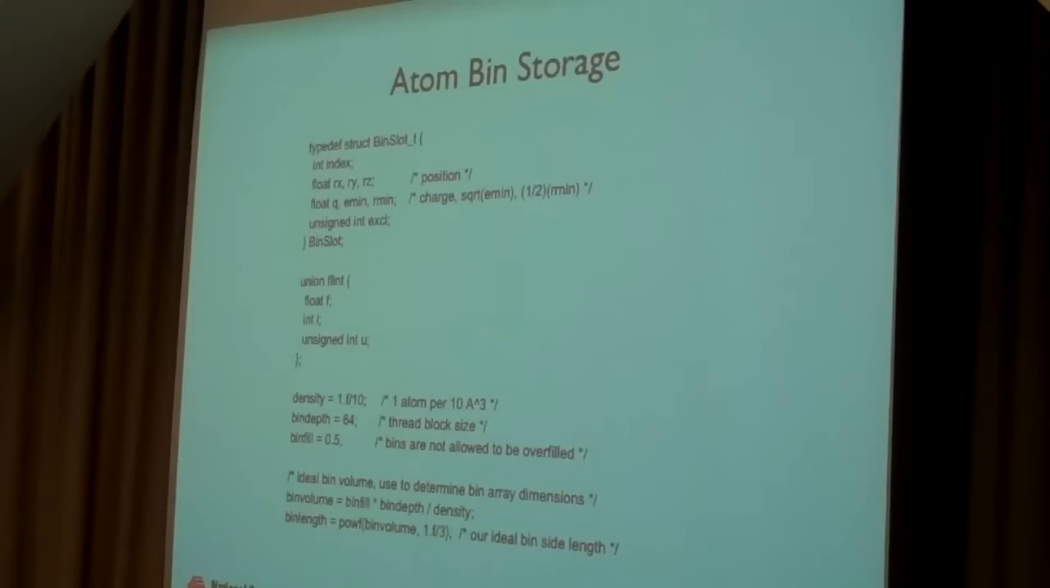The approach here is to say that, given the architecture underneath, there will be a nice size for these bins based on those considerations. And so here I'm calculating an ideal bin volume, and then I'm choosing a bin length, and I will go ahead and maybe make this bin length a little bit smaller so that I can equally or evenly tessellate a periodic cell with this.